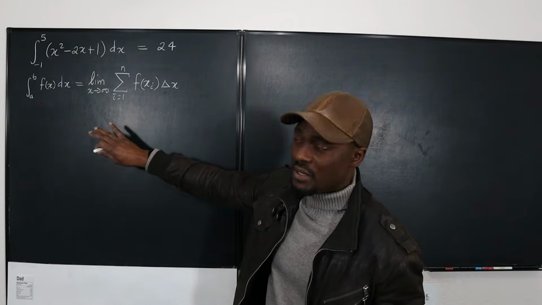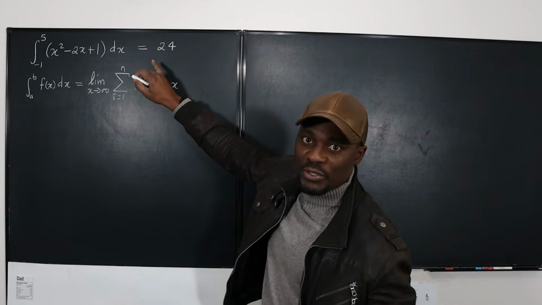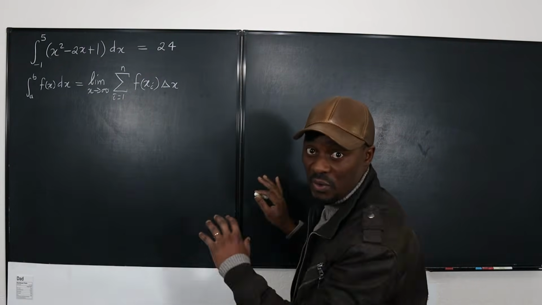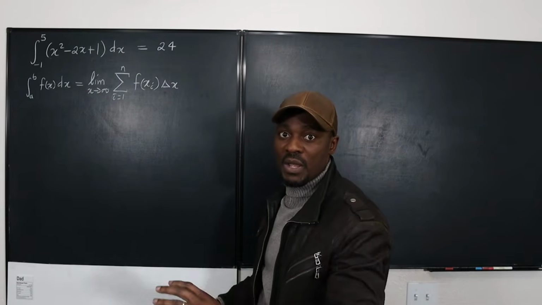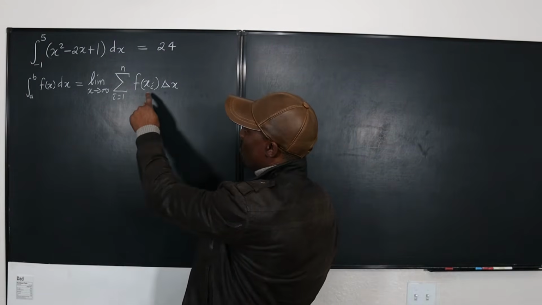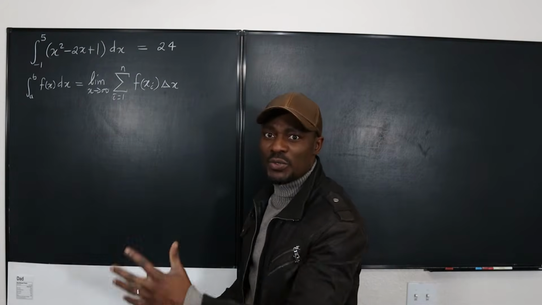So what does this mean? Well, if you did the usual integration, you're going to get 24. So we're looking forward to getting 24 when we do our Riemann sum explanation. So what exactly is delta x and what is f of x sub i, and how do you use them?